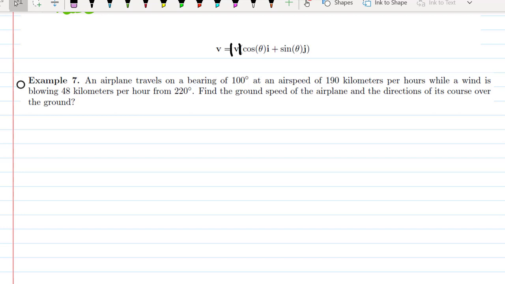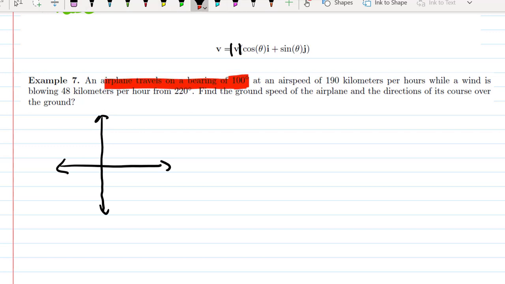So let's draw a picture to help us see what's happening. We have our coordinate system, and we have our airplane. It travels at a bearing of 100 degrees at 190 kilometers per hour. So we know that's 100 degrees, and we know its speed is 190 kilometers per hour, so that means its magnitude is 190.